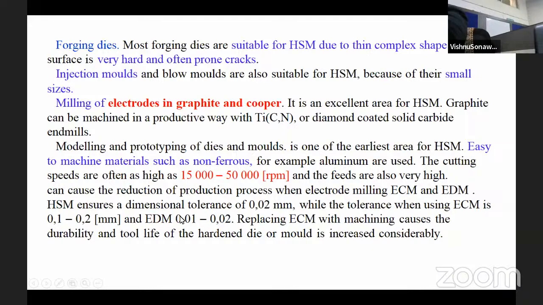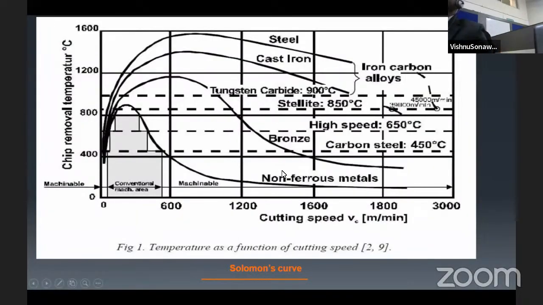And here we can go to electrochemical machining as well as electro discharge machining. And here the cutting tool life automatically increases considerably, right? Here is one example, one graph. This is the most important graph.